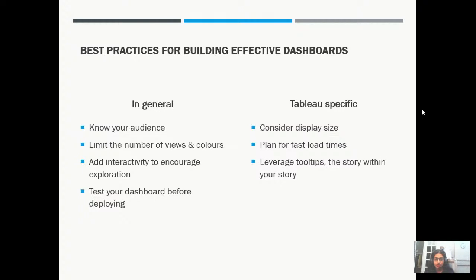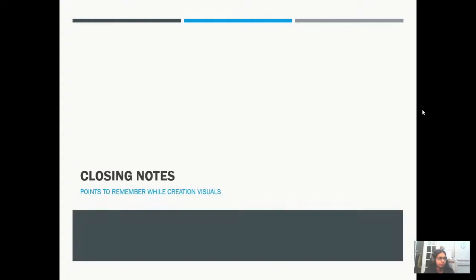Leverage tooltips, so you can create a story within the story instead of cluttering everything on the chart. You can give more information only if it is needed. When the user hovers over a particular bar or a pie, they will be able to see further information.